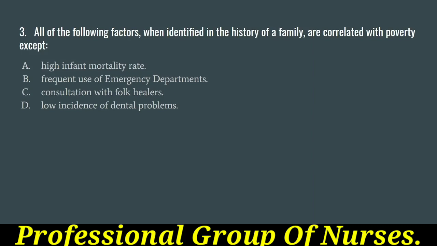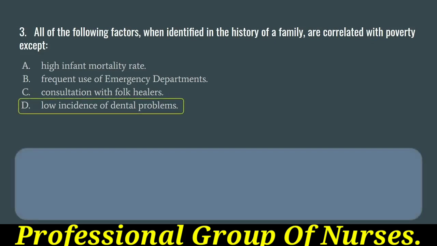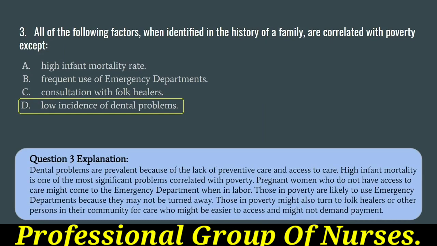Question 3 answer: D. Low incidence of dental problems. Question 3 explanation: dental problems are prevalent because of the lack of preventive care and access to care. High infant mortality is one of the most significant problems correlated with poverty. Pregnant women who do not have access to care might come to the emergency department when in labor. Those in poverty are likely to use emergency departments because they may not be turned away.